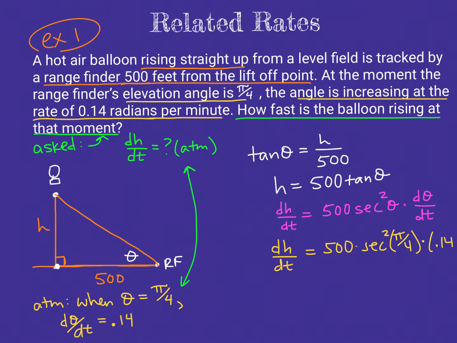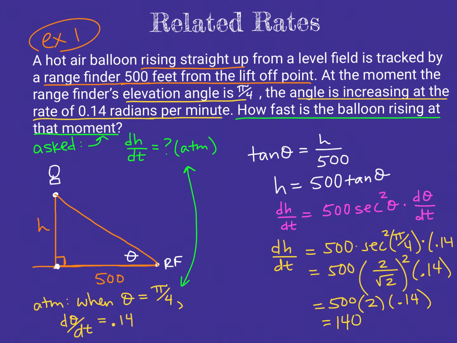So I'm going to flip that over, and I know that the secant of pi over 4 would be 2 over root 2, and then that gets squared, then multiplied by 0.14. From this point, you can use your calculator. I guess you could have done it from the start, but I'm going to see what I end up getting here. I know that when I square this, I'll get 4 over 2, which is just 2. So we really have 1,000 times 0.14, which is just 140 when you move the decimal point over 3 times.